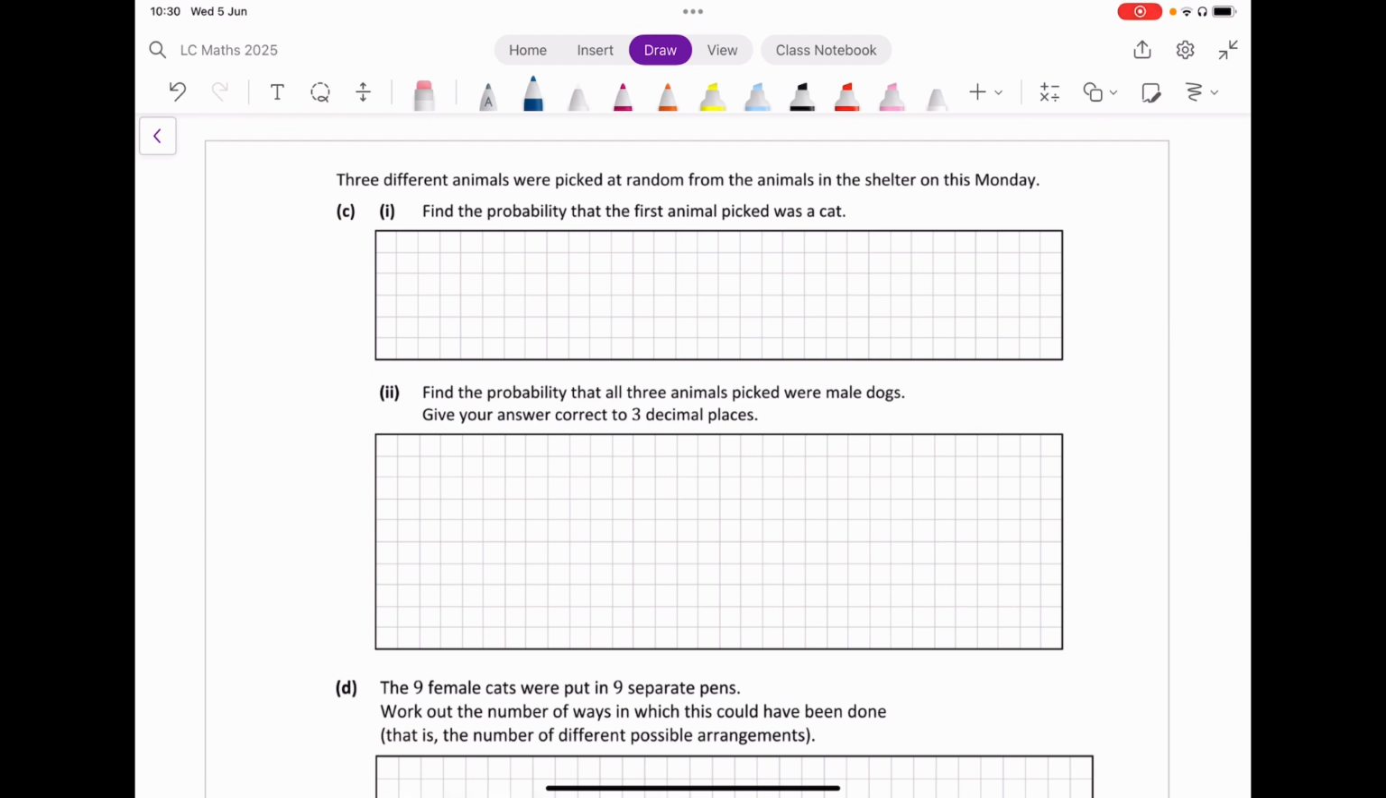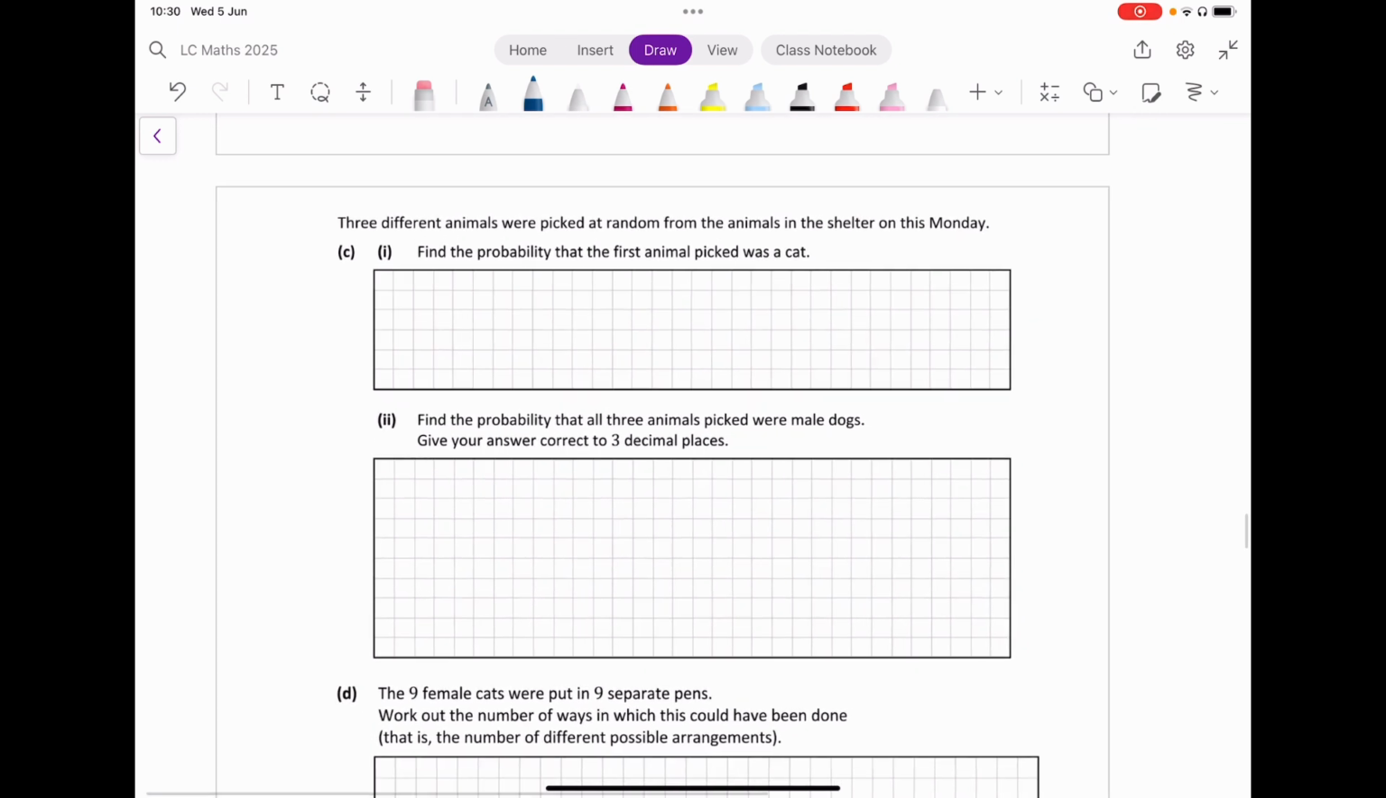Now, the next part of this question is asking us about the probabilities. Okay, so it's asking us to find the probability that the first animal picked. Okay, so let's read this question carefully. 3 different animals were picked at random. So we've got 3 different animals being picked at random. Now find the probability that the first animal picked was a cat. Okay, so the first one picked is a cat.